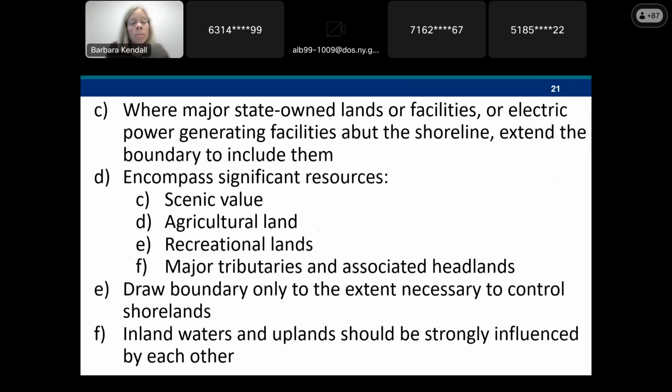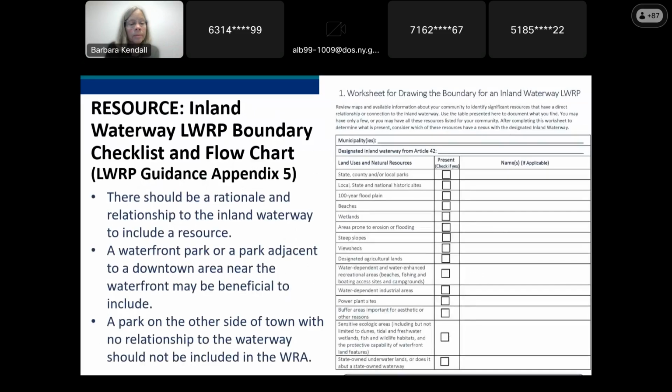Also, where there's major state-owned lands or facilities or power facilities, again, this is similar to the coastal boundary guidelines, include them, encompass significant resources such as scenic value, agricultural land, recreation, major tributary and lands around them. Again, only draw the boundary to the extent necessary to control the shorelands and waters that are strongly influenced by each other. This is because our program is based in Article 42 and the 600 regulations. That's why we have these guidelines.